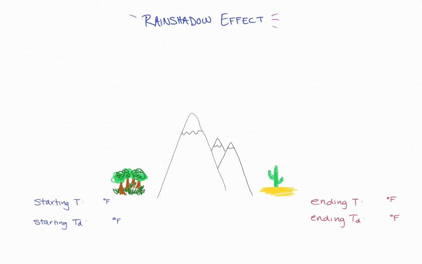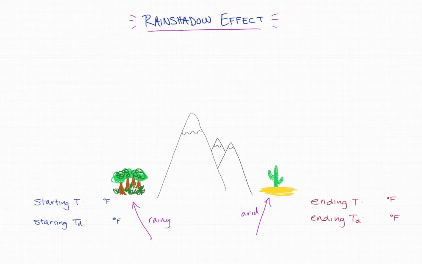This basically explains why there are usually two different climate types on either side of most mountain ranges. On one side, there's normally some kind of rainy, forested climate, whereas on the other side, there's an arid and desert-like climate. So, here we have a mountain range.